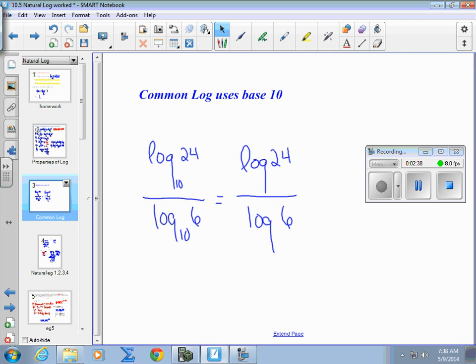We said common logarithms use base 10. So we might have something that looked like log base 10 of 24 is equal to log base 10 of 6. Nobody writes the 10.